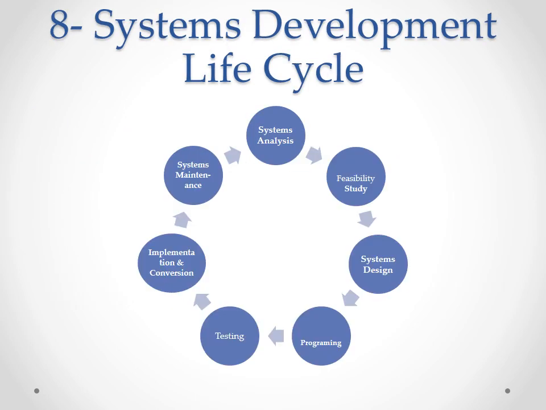Systems development life cycle. It shows the activities that go into producing an information systems solution to an organization problem. The cycle consists of the following stages. It starts with systems analysis, feasibility study, systems design, programming, testing, implementation and conversion, and systems maintenance. Let us start with the systems analysis.